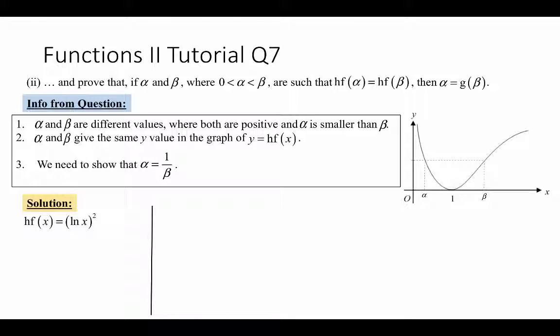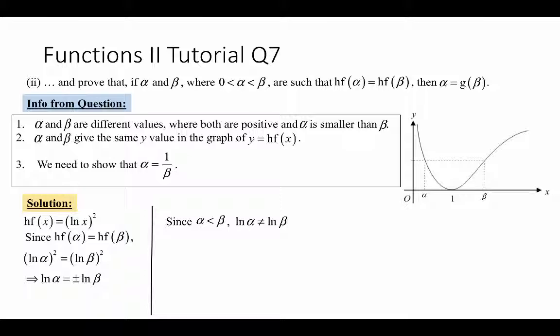First, let's find what is the function hf(x). Doing a composite of the two functions, we get that hf(x) equals (ln x) squared. Since we are told that hf(alpha) equals hf(beta), in other words, we know that (ln alpha) squared equals (ln beta) squared. Taking square root on both sides, we can reach ln alpha equals plus minus ln beta. Take note of the plus minus here.